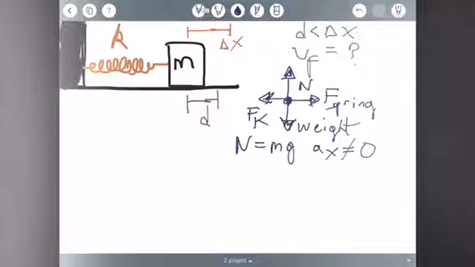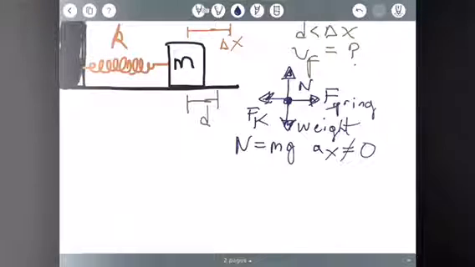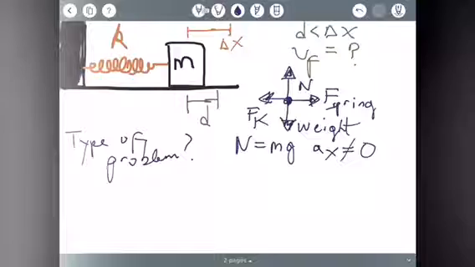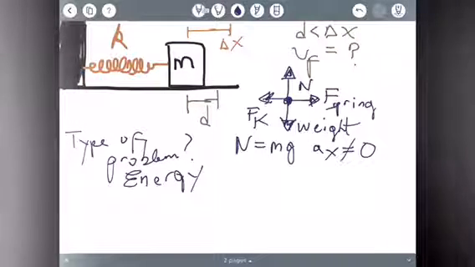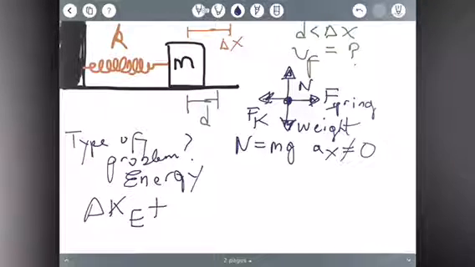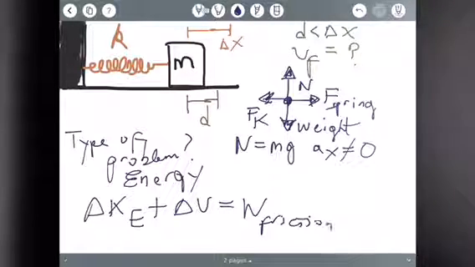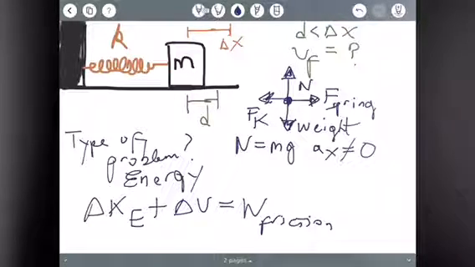From the body diagram, I do get something useful, that the normal force will have the same magnitude as the weight. So what type of problem are we dealing with? I could do sum of forces equals ma, but I can also remember that I can solve these type of problems with conservation of energy. That the change in kinetic energy plus the change in potential energy must be equal to the work done by friction, which is always negative.